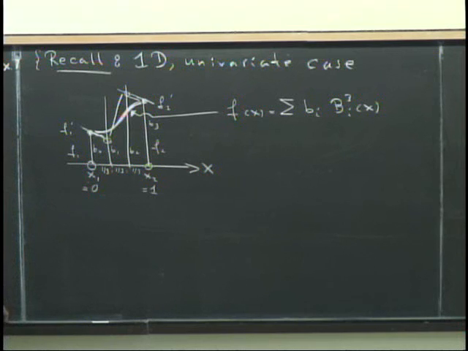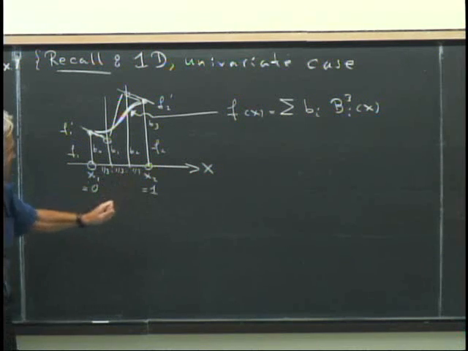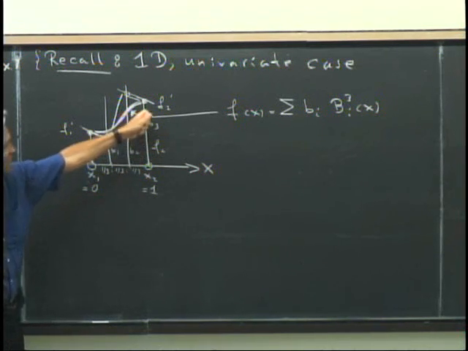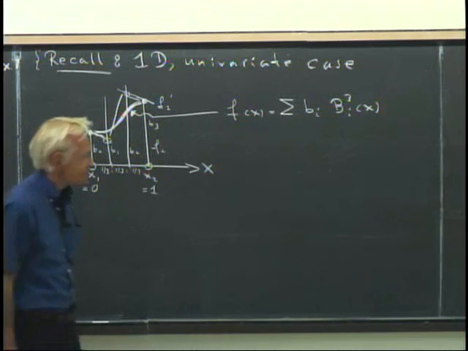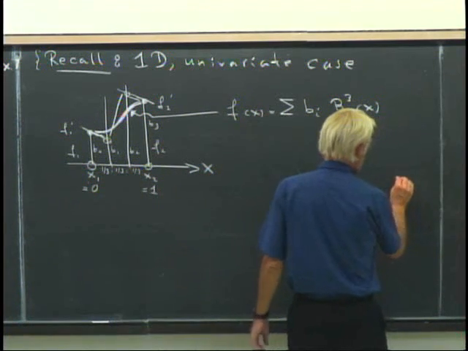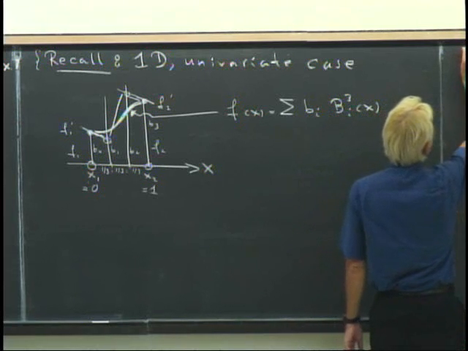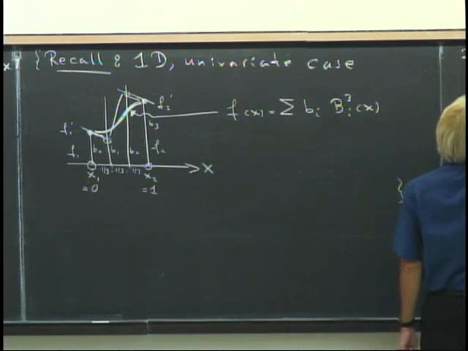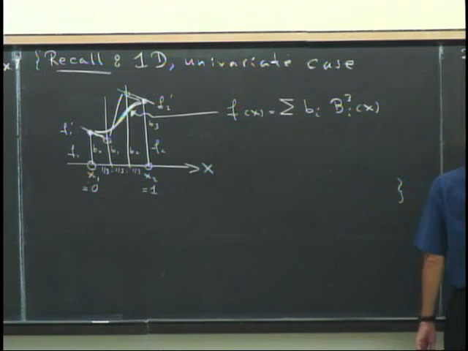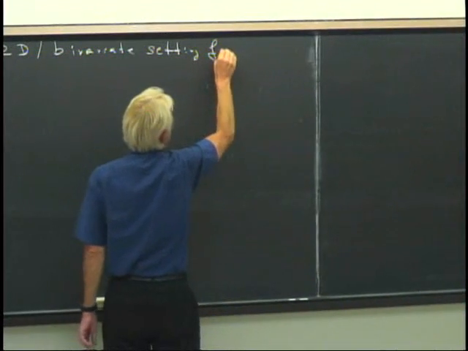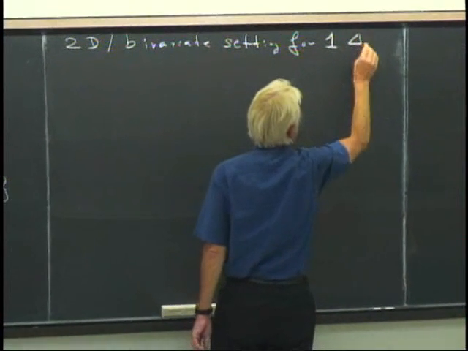Okay, so now we have the setting in the triangle case, where the domain, instead of a line segment, now becomes a triangle. And at the corners, at the endpoints, we have function values plus gradients. So those are vector valued quantities. And we look at that 2D bivariate setting, bivariate setting for just one triangle, for one happy triangle.